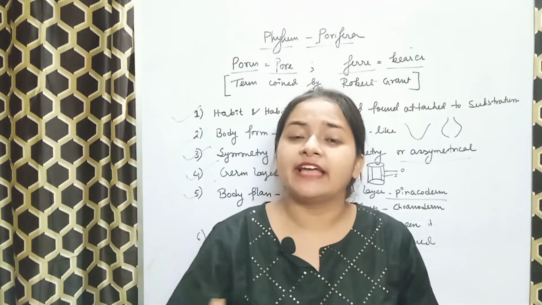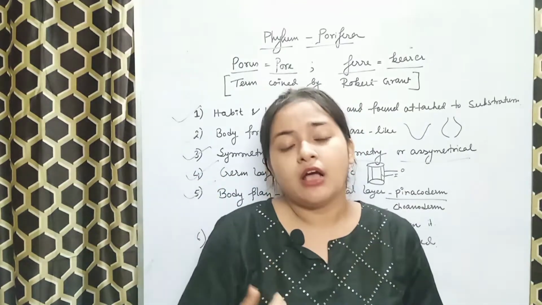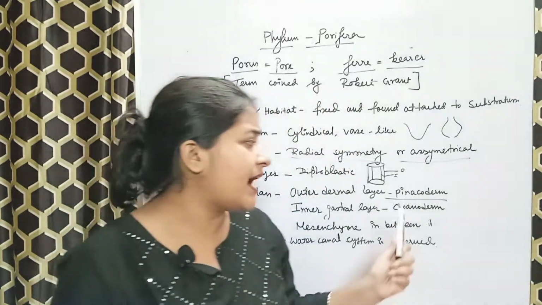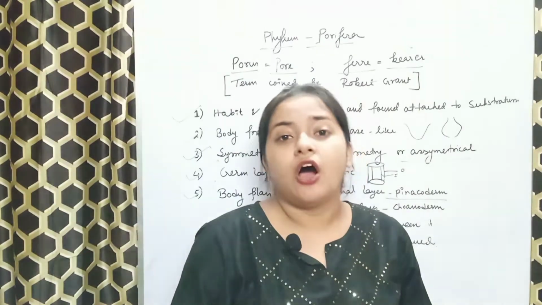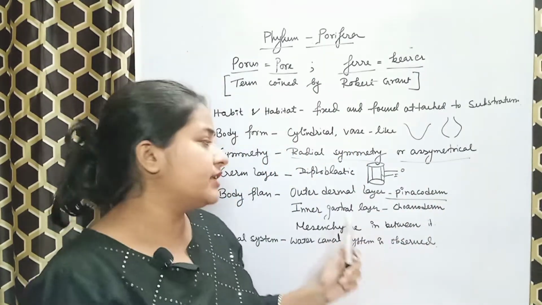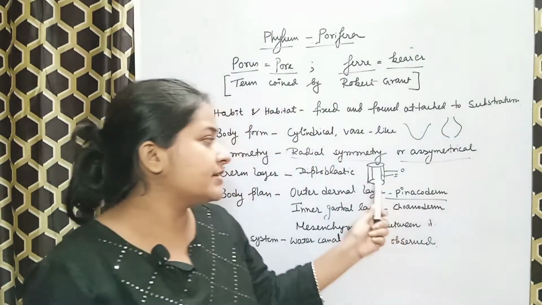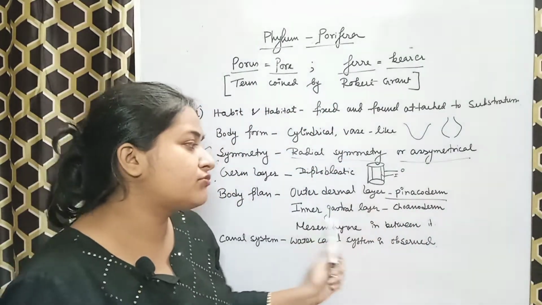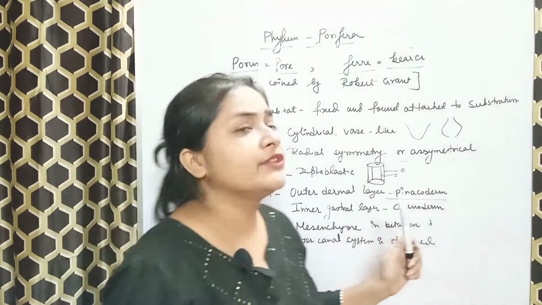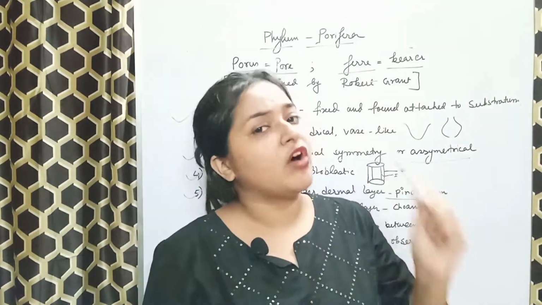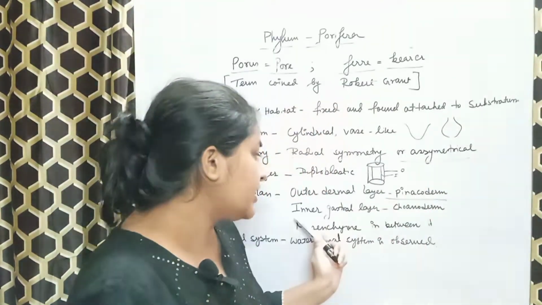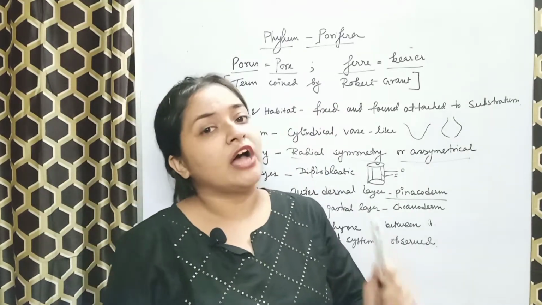Okay, taking water inside is done through pinocytes. The outer dermal layer is known as pinacoderm. And the inner gastral layer has cells known as choanocytes, and the total gastral layer is known as choanoderm.